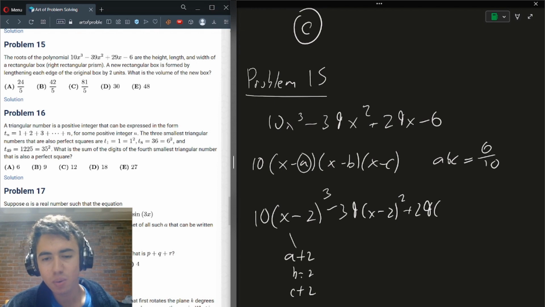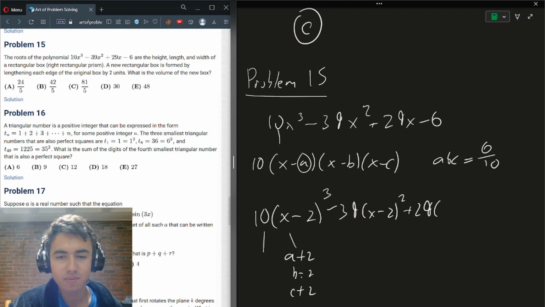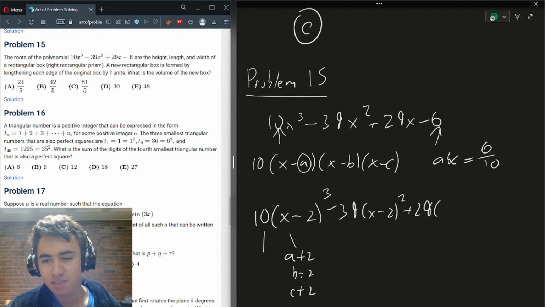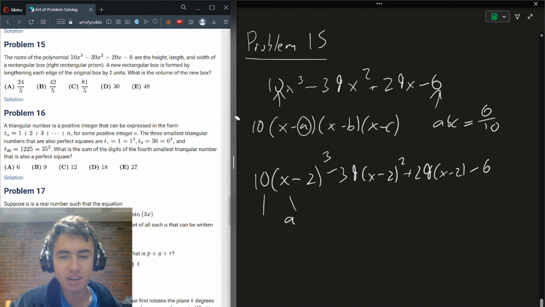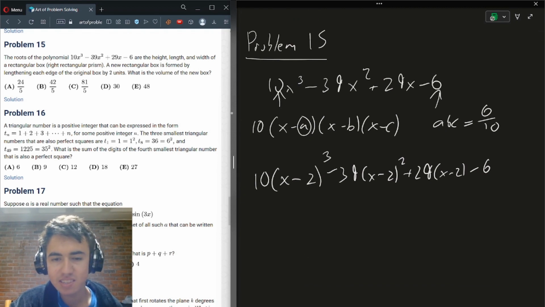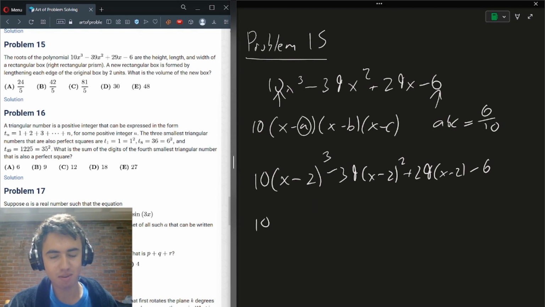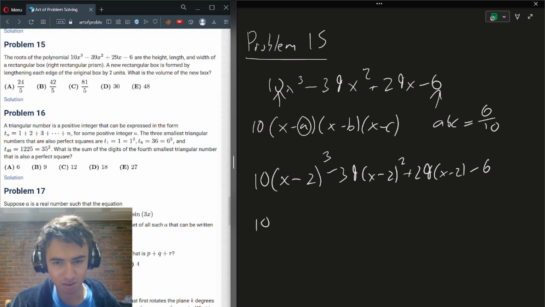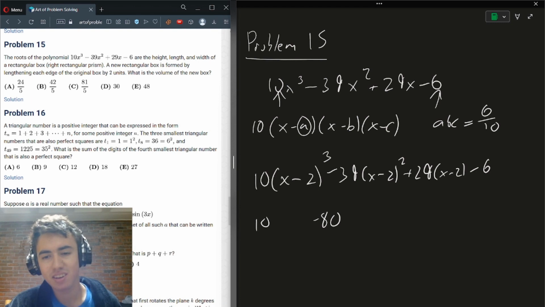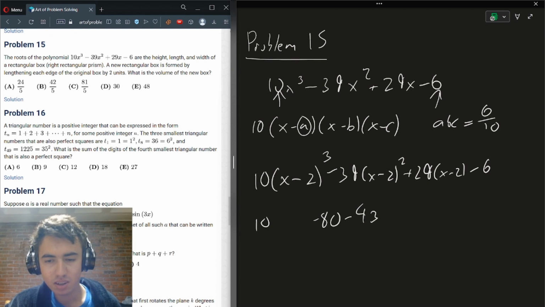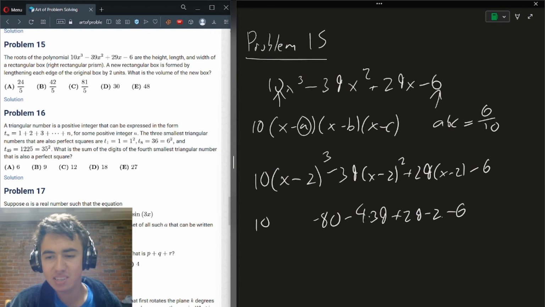And finally, once again, all we care about is just the cubed coefficient and the constant coefficient. The only cubed term is this 10 times x cubed, so that coefficient is not going to change. However, the constant coefficient will take a little bit more work. We have to get a constant from each of these terms. Here it will be -2 cubed times 10, which is -80. Then here we get 39 times -2 squared, which is 4 times -39. Here we get 29 times -2, and from the last one we still have the -6.